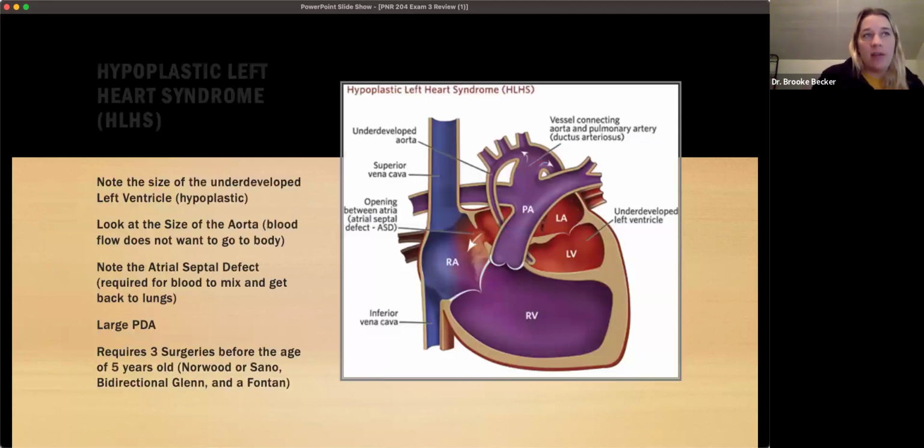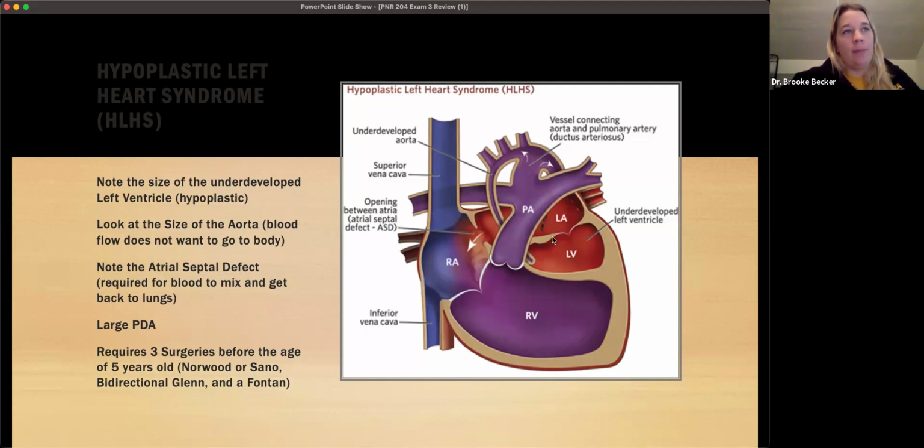Okay, hypoplastic left heart. Hypoplastic means underdeveloped, right? Hypoplastic left heart, underdeveloped left side of the heart. Okay. These are going to be the extremely blue babies, okay? So this is a cyanotic lesion, okay?